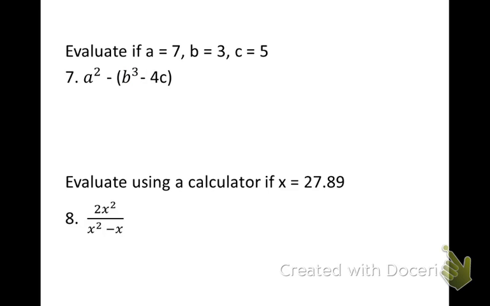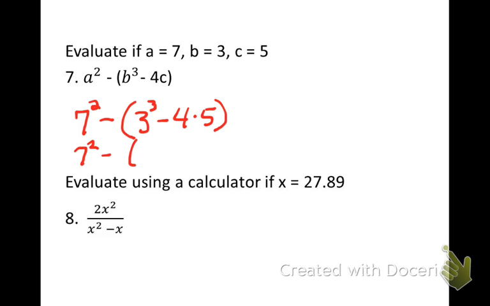Evaluate. That's where you replace all the variables with whatever numbers they give you, and then you use your order of operations. So the first step is just go through and replace them. So I'm going to replace my A with a 7, so it's going to become 7 squared, minus, I'm going to replace my B with a 3, so 3 to the third, minus 4. Now I do need to put my dot in here when I replace the C, so it's not 45, it's 4 times C. Now I have to use my order of operations, so I'm going to come over here and do inside my parentheses, and I also have to use my order of operations there.